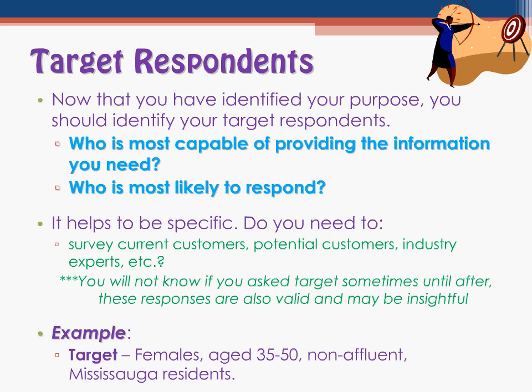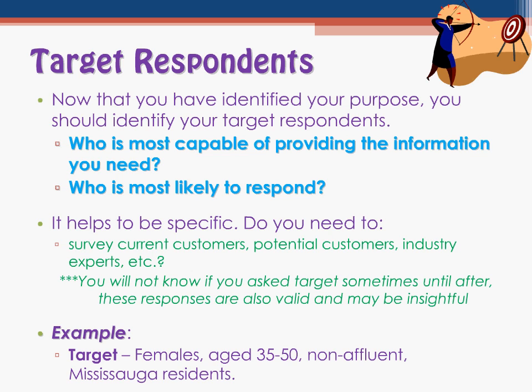Here you need to be specific. Will you survey current customers, potential customers, industry experts? Who exactly will give you the information that you so desire? Maybe you're going to target females aged 35 to 50 who are not affluent but are Mississauga residents. Some of your characteristics that you'll use to target are very difficult to identify with a person just walking by on the street. So you'll need to be creative in terms of how you're going to target these people.